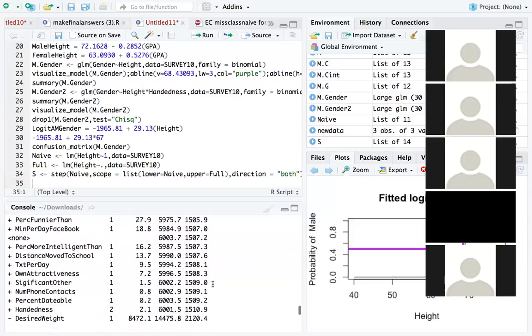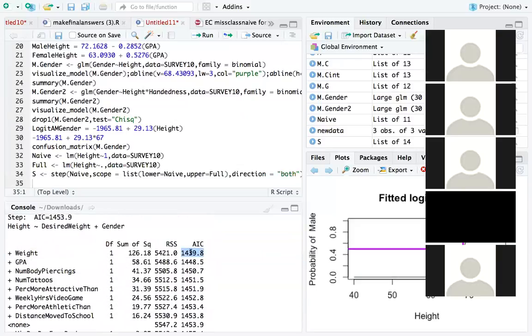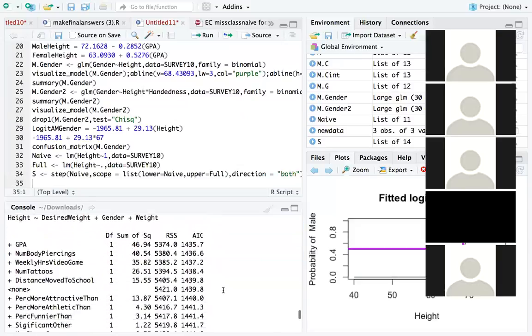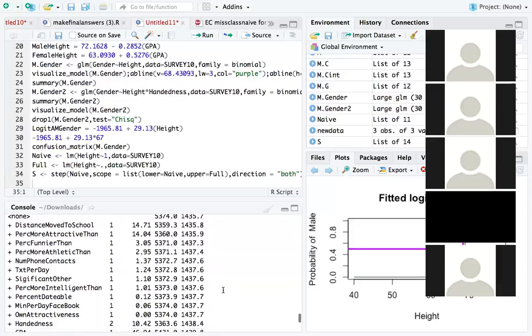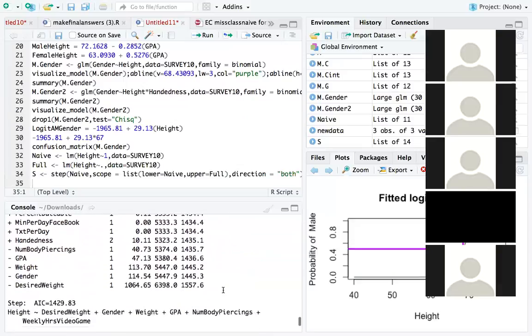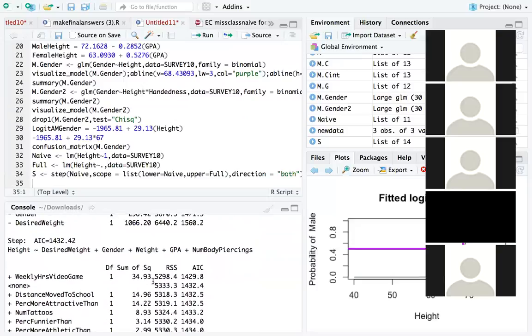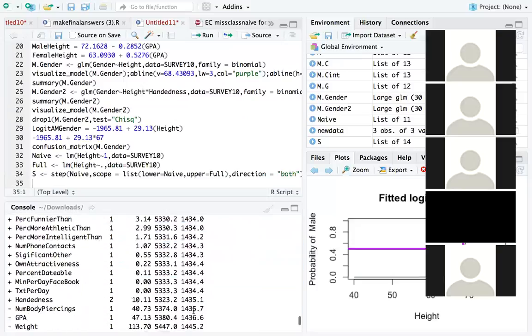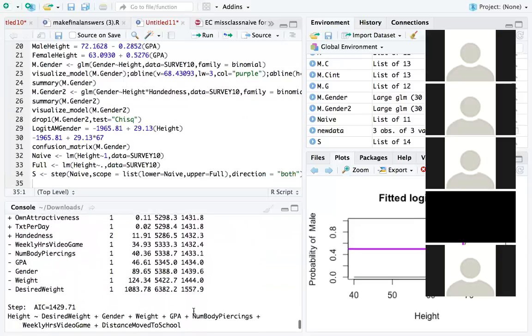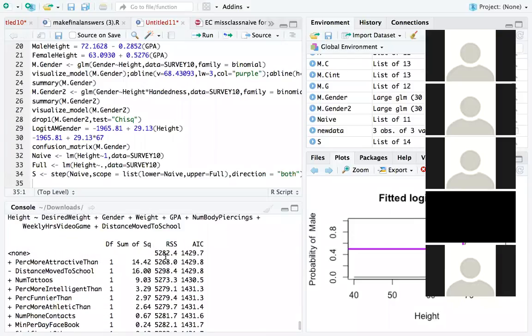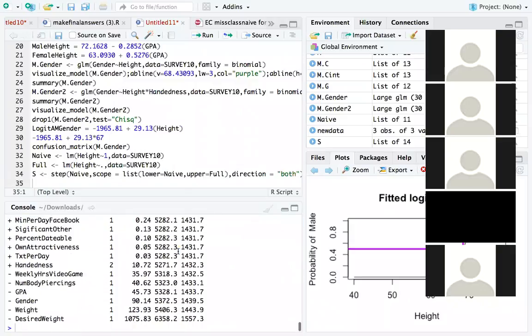It'll put in gender, and then next it's going to put in weight, and then next GPA, and then number of body piercings, and then weekly hours video games, and then distance moved. If you notice, I want to point something out. None is the second highest right here, but it's not when you go to the next one. Things can shift around, and finally none hits the top, and then it stops.